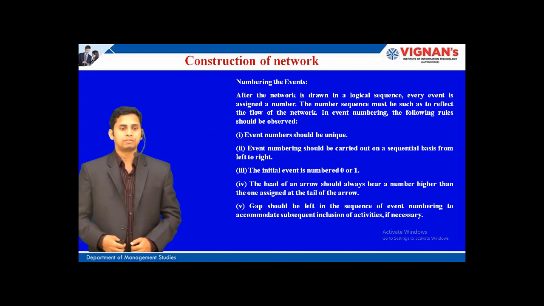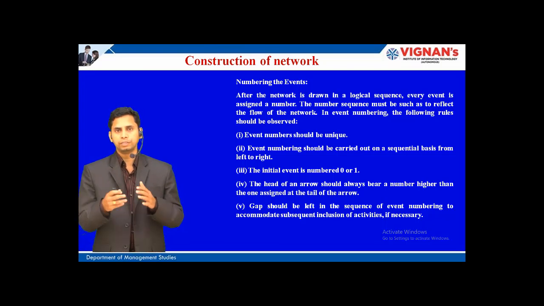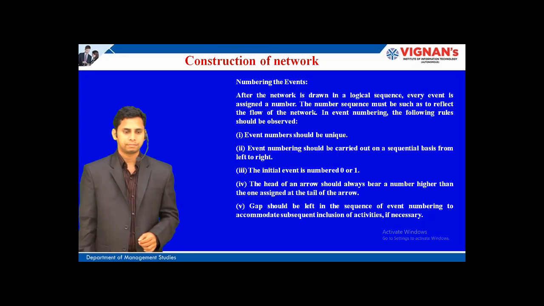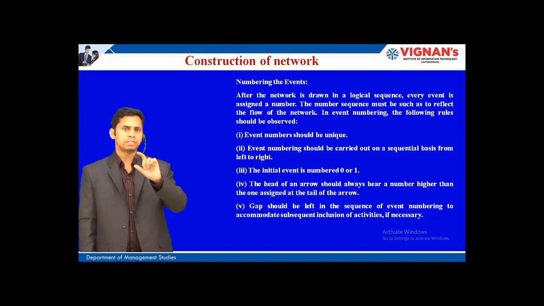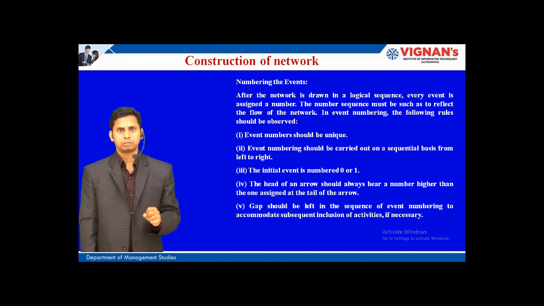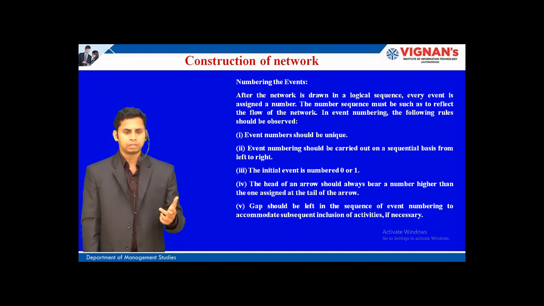Now, the construction of network, the numbering of events. So, how do we give numbering for these circles? First, the event numbers must be unique. So every event must be given a unique number to identify it very specifically. So that event must be given a number. So you can start with 0, or you can start with 1 also.